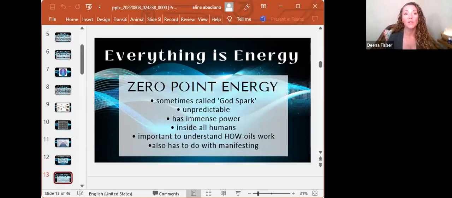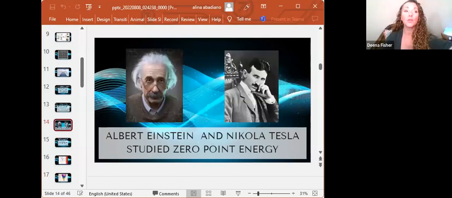Zero point energy is also known as God energy, the God spark. It's what Einstein and Tesla spent their lives studying. And we as humans have the ability to explode zero point energy inside the atoms and molecules in our bodies. Zero point energy is the one unpredictable spark inside of each atom. So one thing that she talked about, which is really interesting, is that molecules carry emotion. There are molecules of emotion.